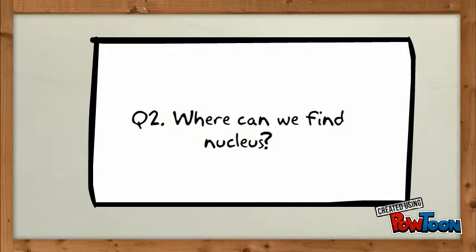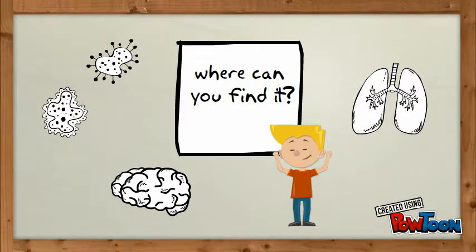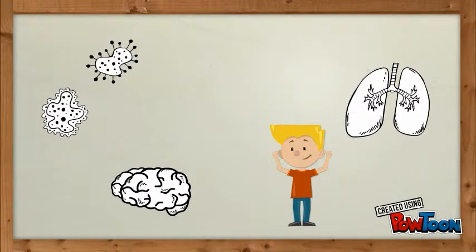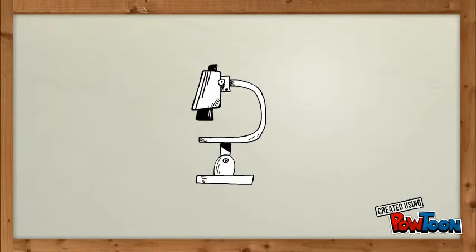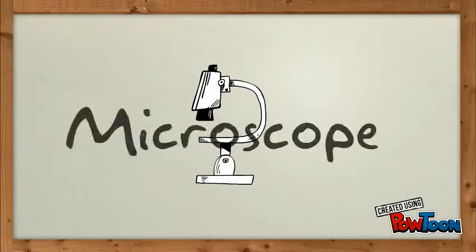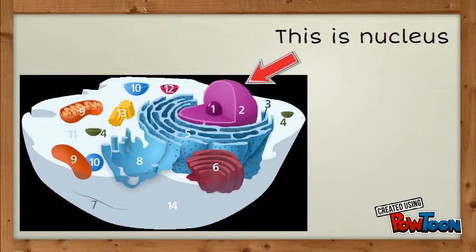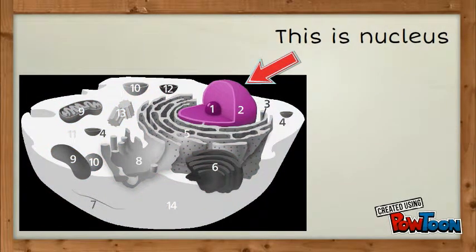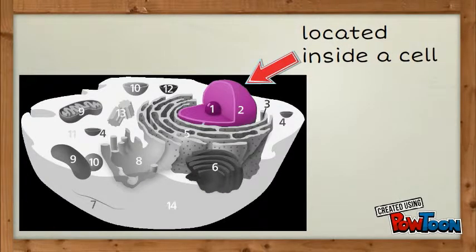Second question, where can we find nucleus? Maximum plant cells, human brain cells, called neuron, and even our lungs pneumonocyte have nucleus. But we can't see nucleus with our naked eyes, so here comes the invention of microscope. As the image illustrated here, the nucleus is the one in purple color, surrounded by rough endoplasmic reticulum. It is located inside the cell.